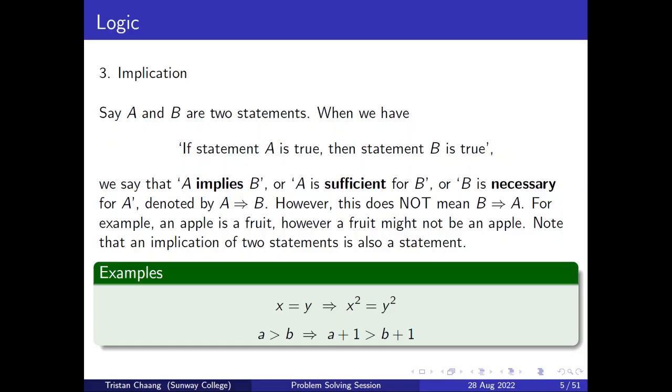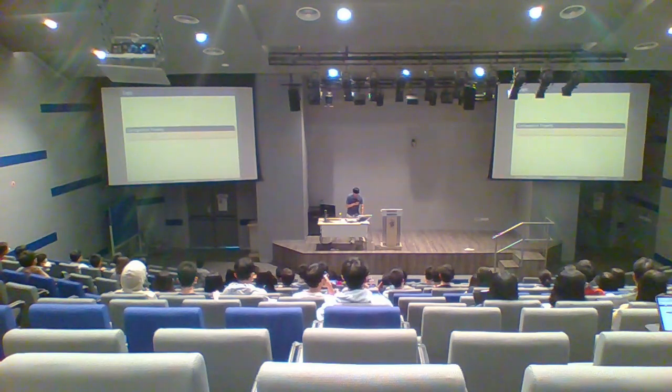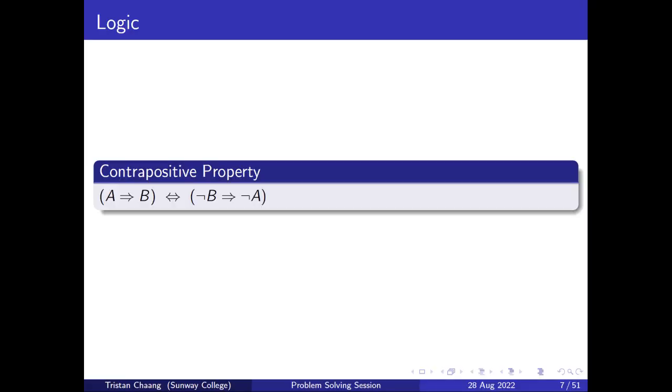But just a bit of terminology. A implies B is also known as A is sufficient for B, or B is necessary for A. But I don't really use that kind of terminology, though you will see some books use it in case you ever encounter them. Okay, now this one's quite interesting. This is called the contrapositive property, and it says that A implies B has the same meaning as not B implies not A.